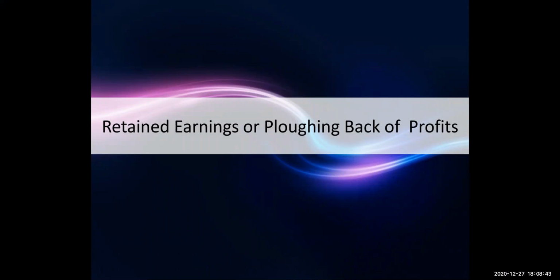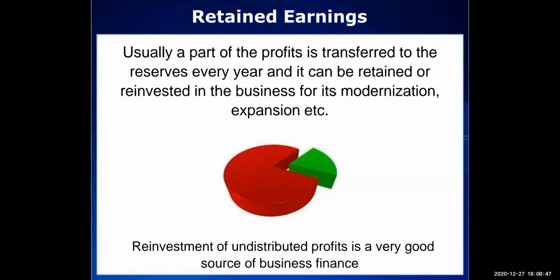Now let's understand what is retained earning or plugging back of profit or undistributed profit. Usually, a part of profit is transferred to the reserve every year and it can be retained or reinvested into the business for its modernization or expansion or for running the business. So reinvestment of undistributed profit is a very good source of business finance.